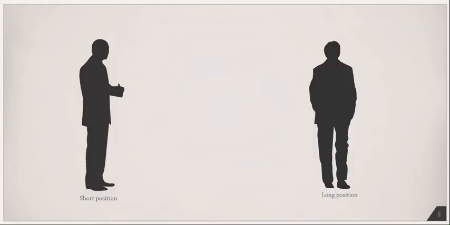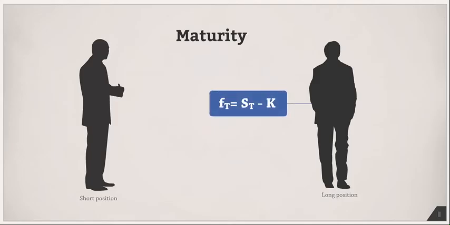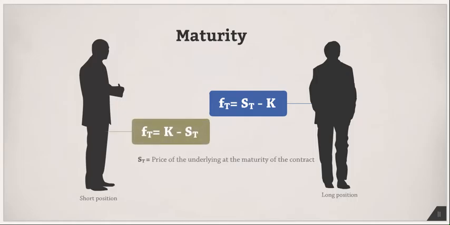The payoff of a forward contract for the two parties at maturity is, for a long position, Ft = St - K. For a short position, the payoff is Ft = K - St, where St is the price of the underlying at the maturity of the contract and K is the delivery price.